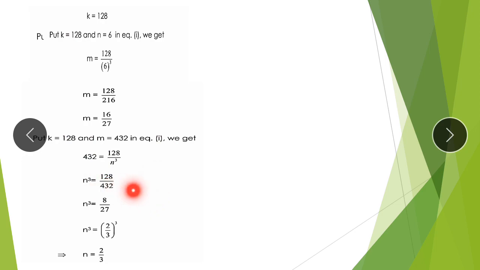By simplification we'll get 8 upon 27, and now you can see that this is a cube, so you need just the value of n, not n cube, so you will take cube roots on both sides. The cube root of 8 is 2, since 2 multiplied 3 times gives 8, and the cube root of 27 is 3. When you take the cube roots on both sides, the cubes get cancelled, and the value of n will be 2 upon 3.